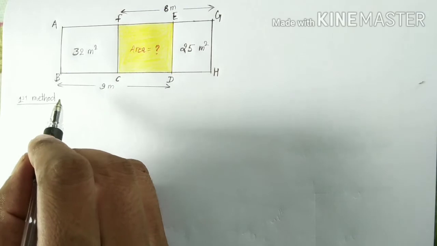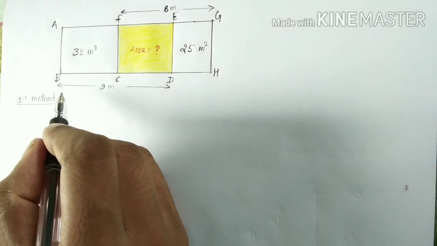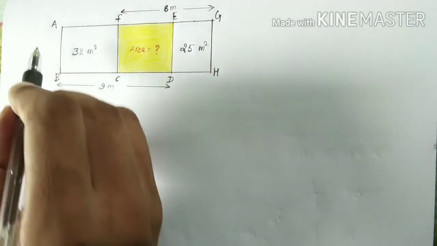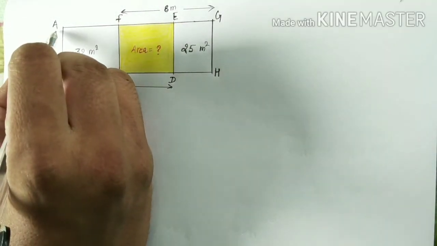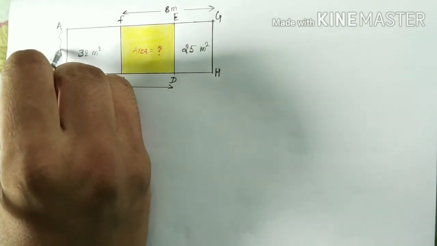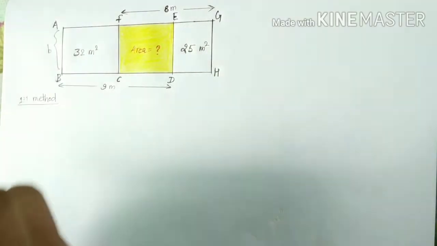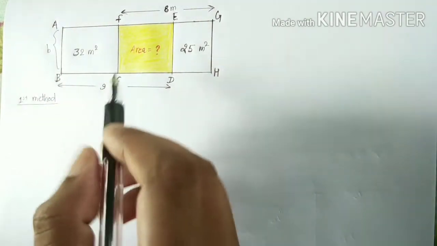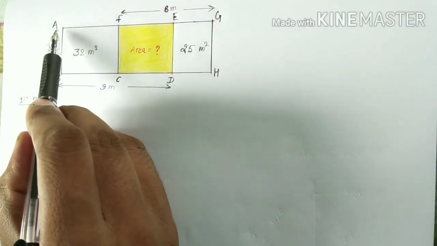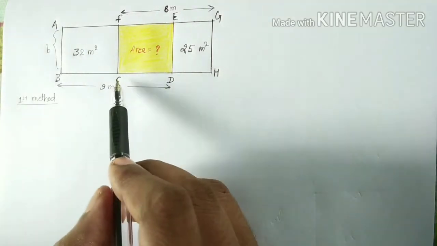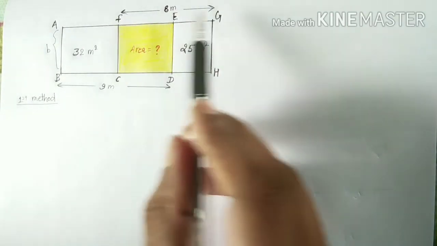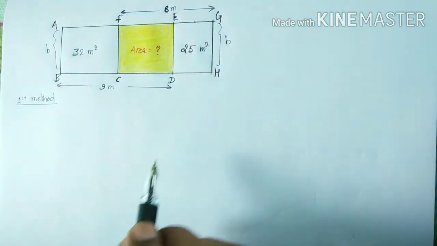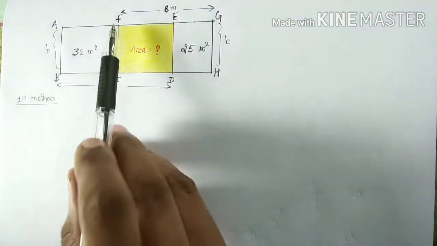In the first method, I am going to let the breadth of rectangle ABDE be b. Suppose that the breadth of this rectangle, I have let it be b. And if its breadth is b, then the rectangle CFGH also has the same breadth b. Now it is asked to find the area of yellow region.